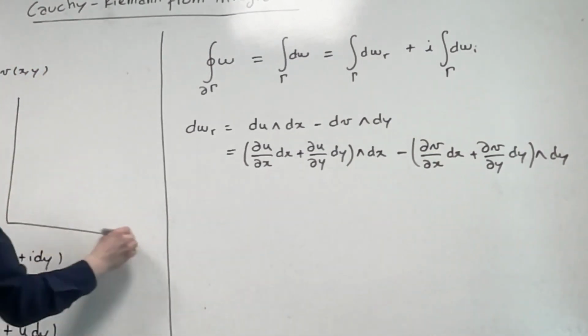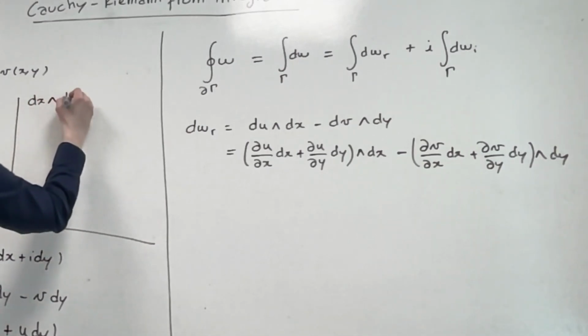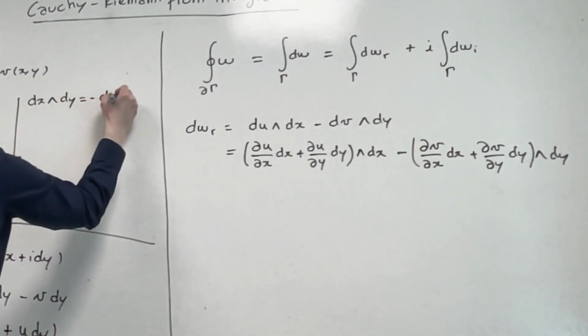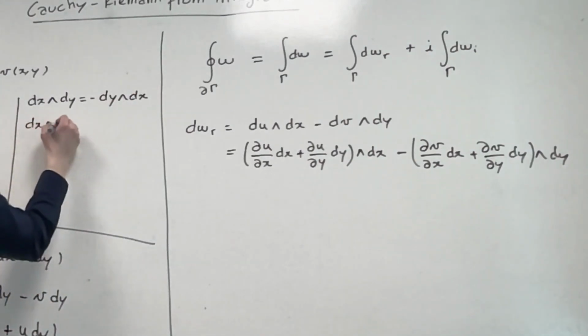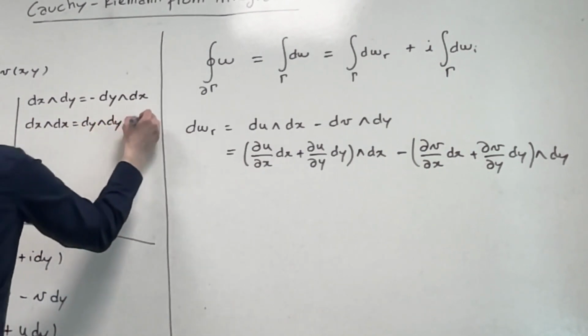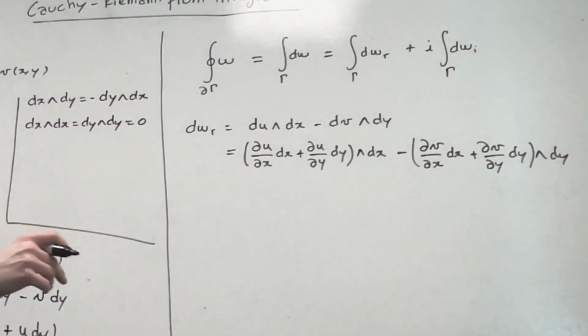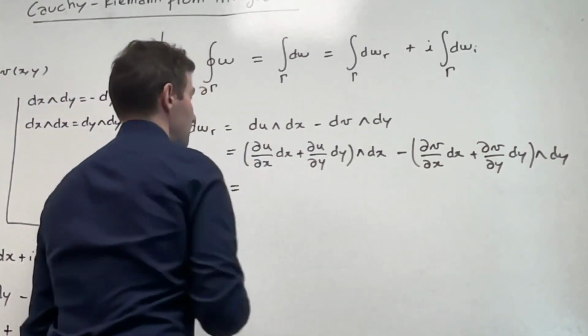Maybe I can put it here. So what that means is that we've got dx wedge dy is equal to minus dy wedge dx. And we also have dx wedge dx is equal to dy wedge dy is equal to 0. So if I apply this particular algebra here, I'm actually going to get the following thing.